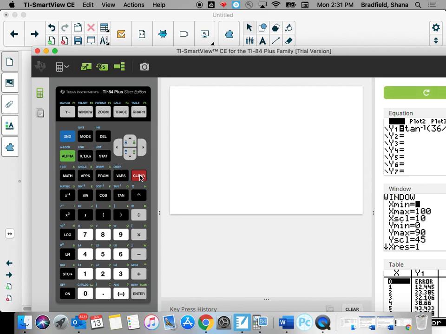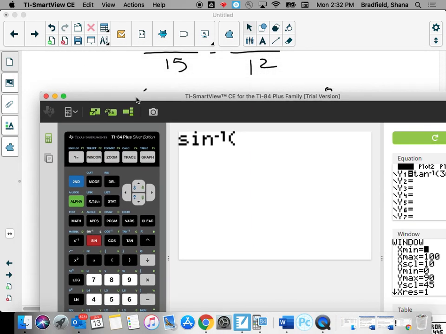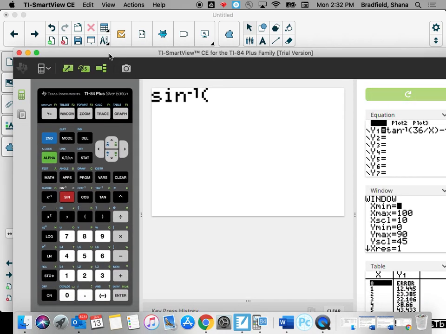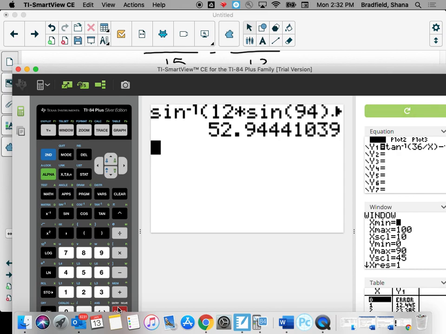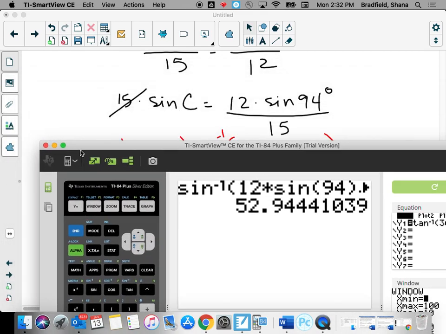I'm working with angles, so I have degree mode. I'm going to do inverse sine of, and then open my parentheses: 12 sine of 94. Make sure you end your parentheses there. Divided by 15, I believe. Again, I want to do the whole thing. When I hit enter, it should give me an angle measure, and so the measure of the angle is about 53 degrees.